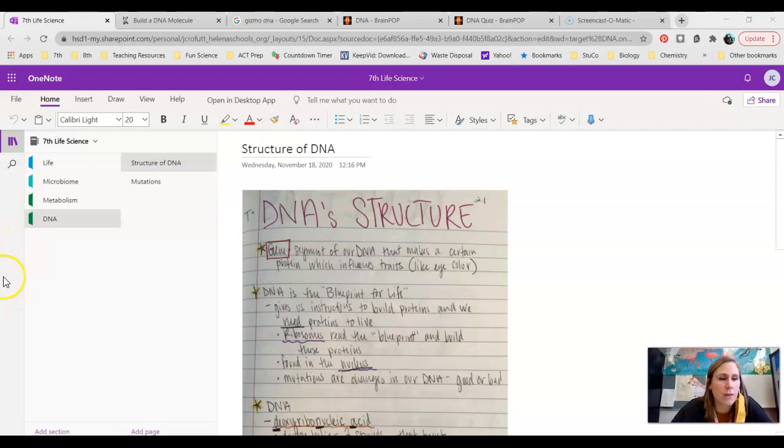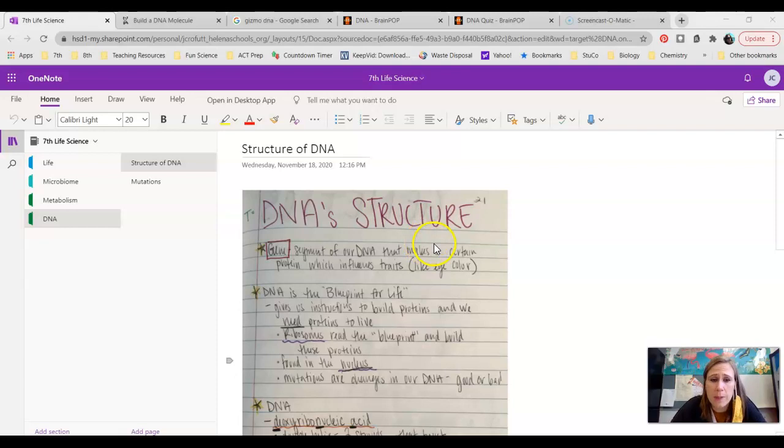So first thing you guys should have done today is opened your OneNote in your Teams. You should already have a section titled DNA, and you should already have a page in that section titled Mutations. I want you to go ahead, if you have not already, click Add Page here at the bottom, and then type in Structure of DNA. I actually dragged that above Mutations.